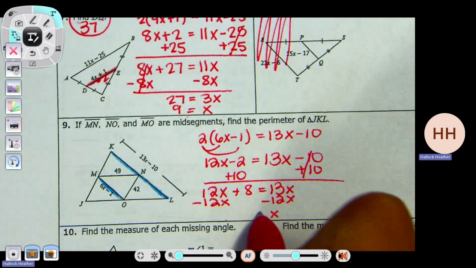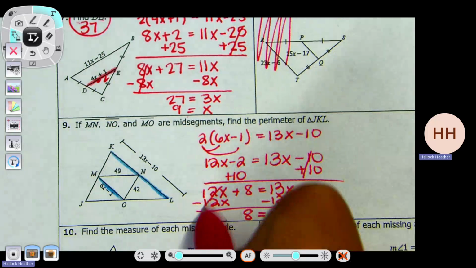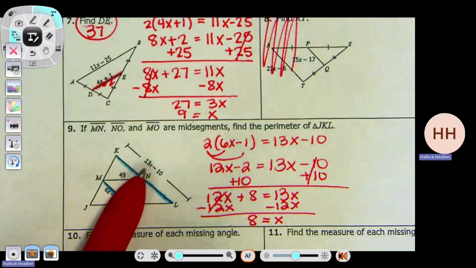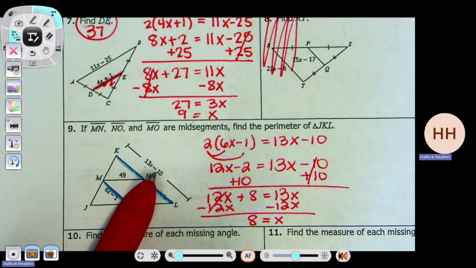So X is 8. So if you think about it, you need the perimeter. The end goal is to find the perimeter of the whole thing. You do not need to plug it into the inside because you need the outside number. So I'm going to plug it into the outside. So if I take 8 and I multiply by 13, 13 times 8 minus 10, how much is this side going to be in a calculator?